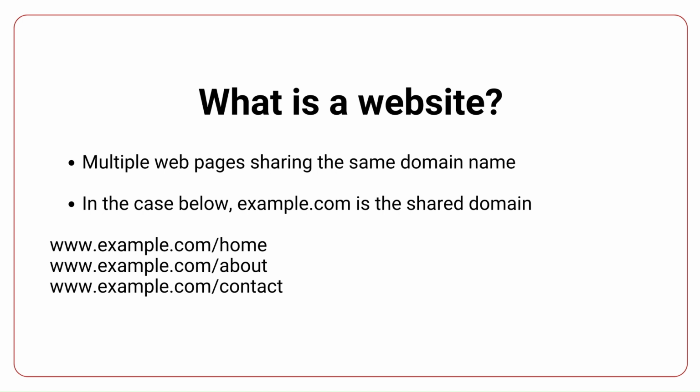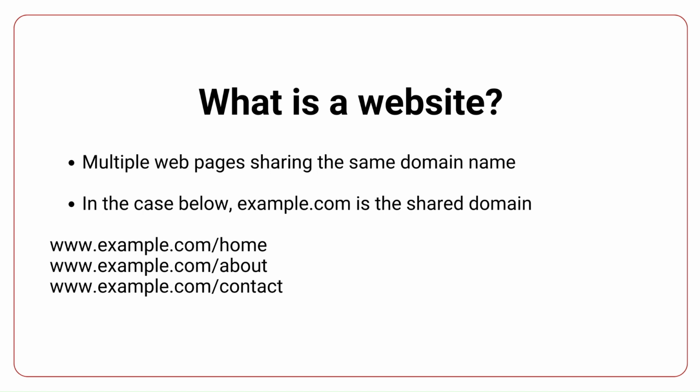A collection of web pages is known as a website. So multiple web pages sharing the same domain name make up a website. So if there was a website called www.example.com, the homepage of that website could have /home at the end. The about page could have /about, and the contact page could have /contact. So those collection of web pages, the home page, the about page, and the contact page, would together be classed as one website because of the example.com that they share.